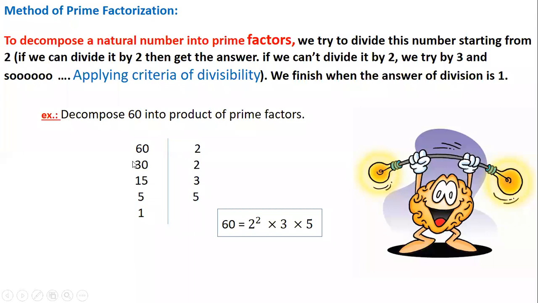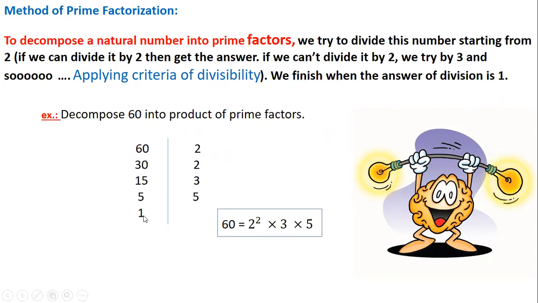Now also 30, can we divide it by 2? Yes. So I write 2. 30 divided by 2 is 15. Also 15, I can divide it by 3. It cannot be divisible by 2. So the answer is 5. 5, we can only divide it by 5. The answer is 1. Always to know that you are done with the prime factorization, the answer of divisions should be 1.